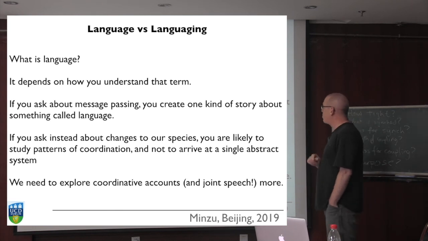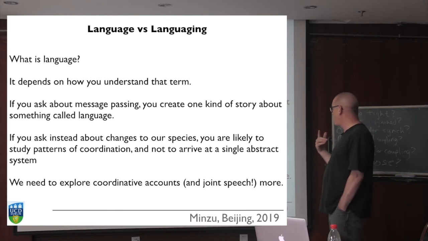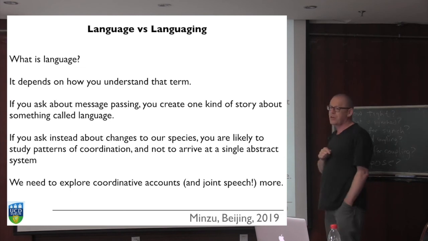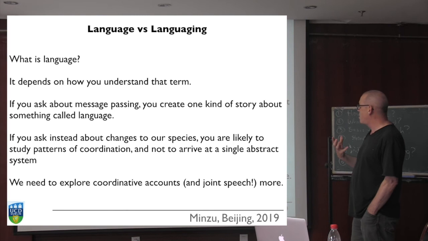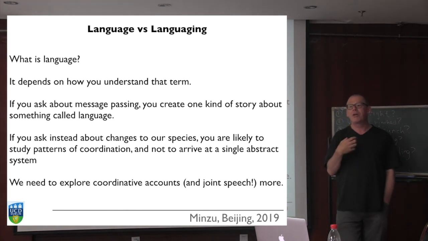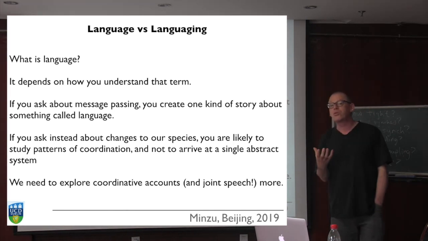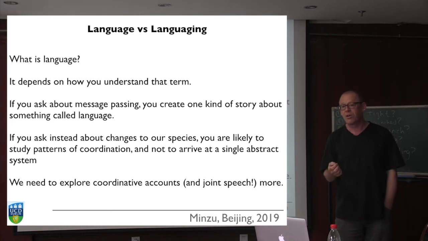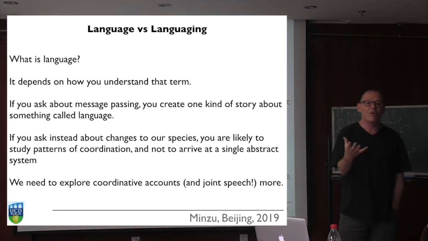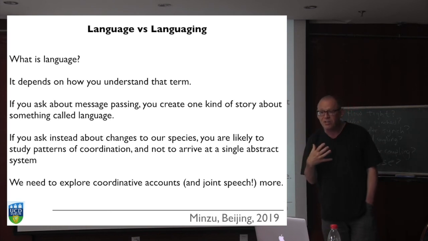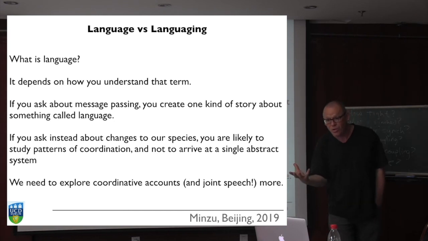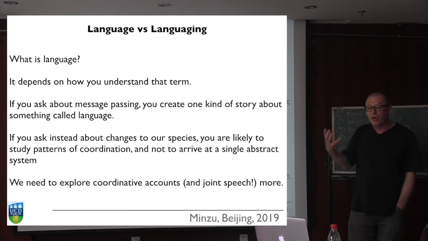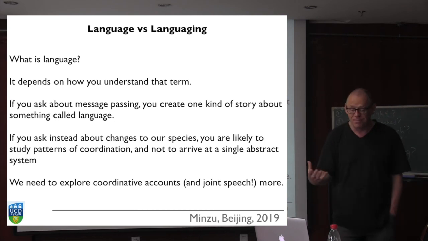Now, if you only ask about message passing, you create a very useful story. But if you want to ask about what happened to our species and what's important for our forms of social organization, then I think languaging becomes extremely important. It's important to realize that the whole body is involved, that the eyes are involved, to ask what does it matter that we're in a face-to-face situation, that we are present to each other. We need to explore these coordinative accounts, and my favorite one, joint speech, more. I suggest that there's an awful lot of work to be done.